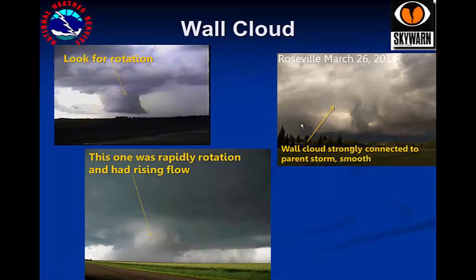Wall clouds are a lowered cloud connected to the base of a thunderstorm. This is generally known as the rain-free base. When a wall cloud is rotating, this can be where tornadoes form. Not all rotating wall clouds will have tornadoes, though.